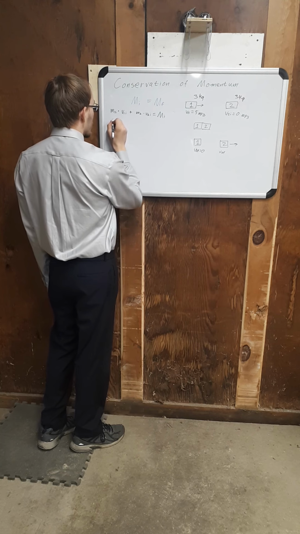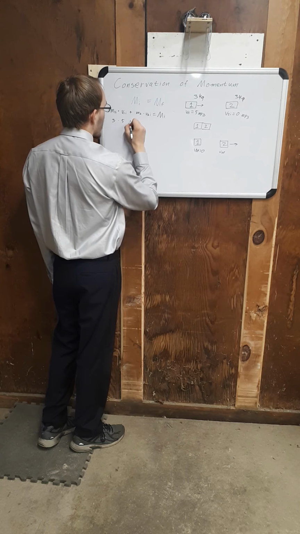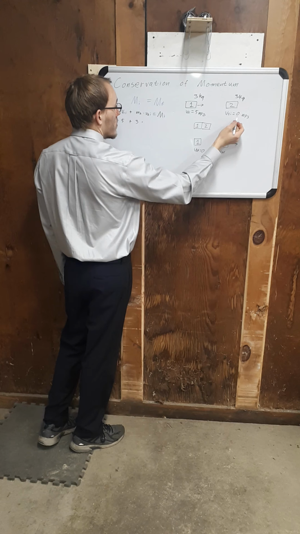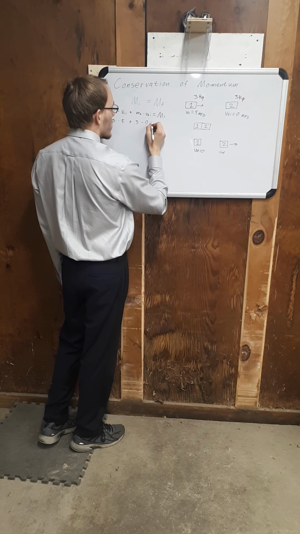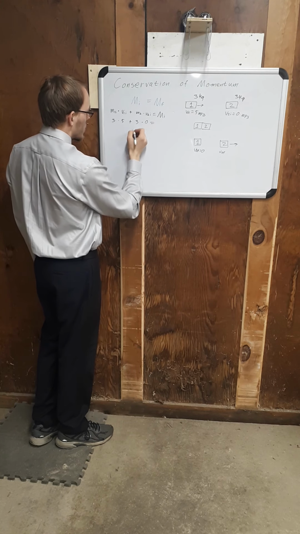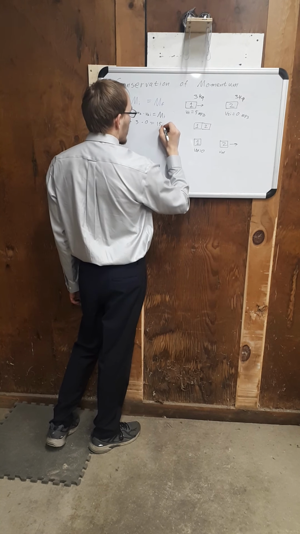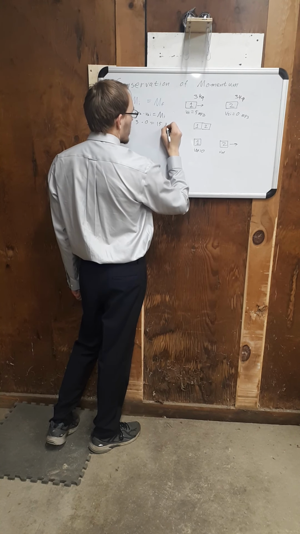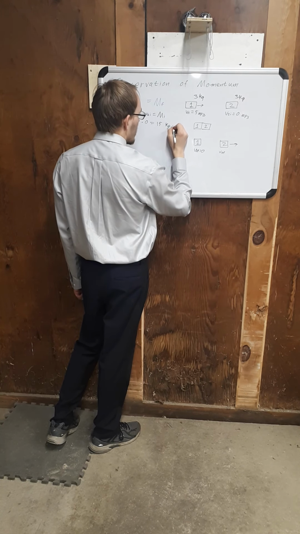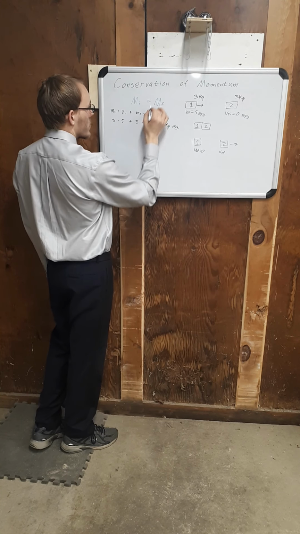So m1 is 3, v1 initial is 5, plus m2 is also 3, times 0, v2 initial. We will have 3 times 5 plus 3 times 0. 3 times 0 is just 0, so 15. So the initial momentum of the system is 15 kilogram meters per second. Kilogram meters per second.